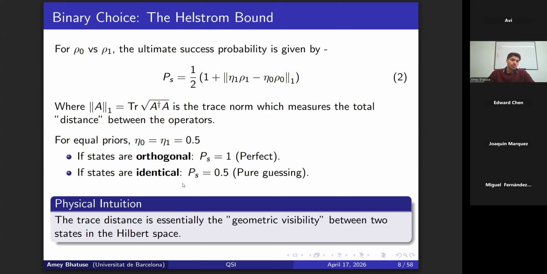And if the states are identical, this also makes sense: it's going to be completely random. We have to purely guess based on the outcomes which state it was. The physical intuition for the trace distance is essentially a geometric visibility. Let's say you are in the Hilbert space and you're standing at the position of one state, then how much can you see the other state from that position? That's the very basic intuition behind the trace distance that we have used here.